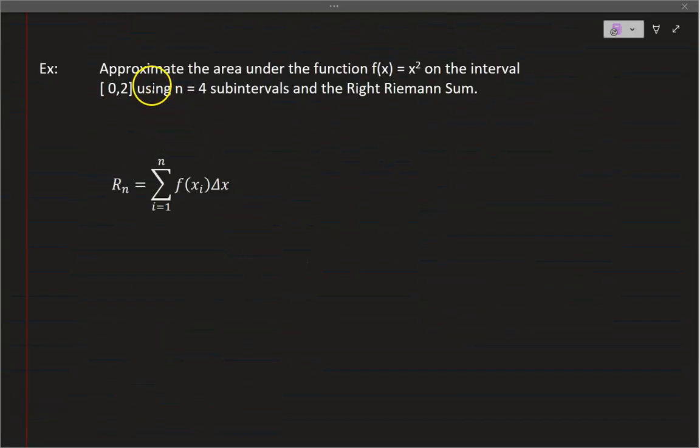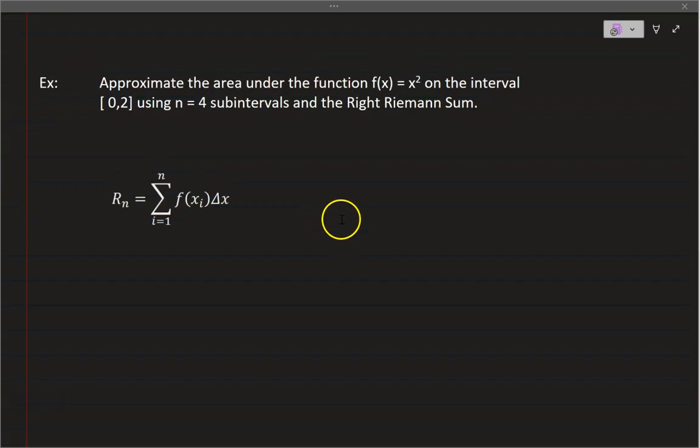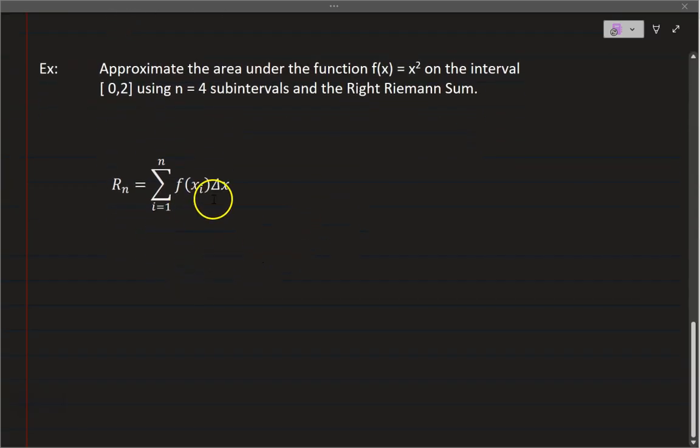Here's the example. Approximate the area under the function y equal to x squared, or f of x equal to x squared, on the interval 0 to 2, using n equal to 4 subintervals, and use the right Riemann sum. You could have used the midpoint or the left, but we can use right, just that we're going to use one of those formulas, which is given to you, and we're going to use the summation. So a very good idea is to rewrite what's happening and what it is we have.